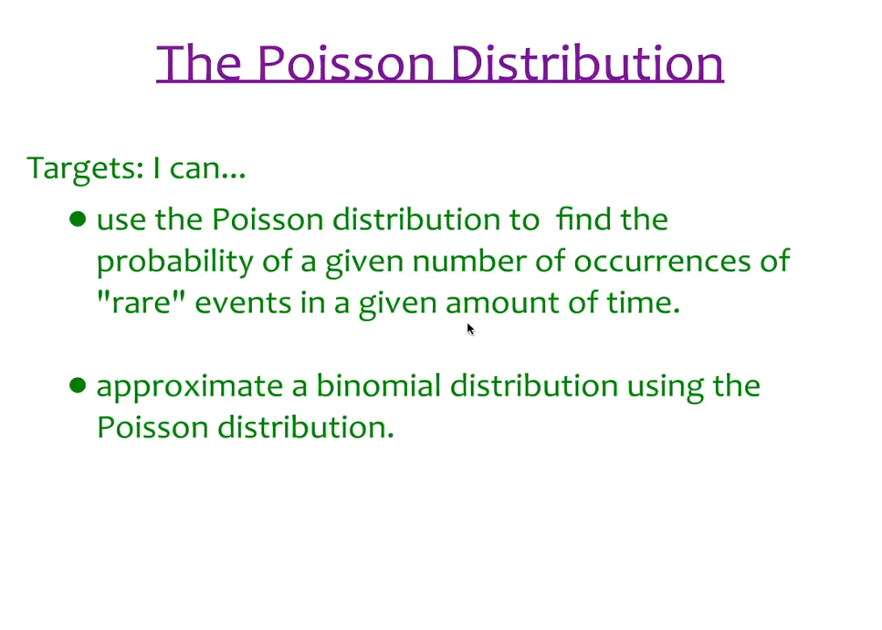In this lesson, we're going to look at the Poisson distribution, which is a probability distribution for discrete random variables known as the law of rare events. As you can see in the targets there, we're going to find the probability of a given number of occurrences of what we're going to call a rare event, and explain what that means, in a given amount of time. And then we're also going to see how the Poisson distribution is actually an approximation of the binomial distribution, or can be used as an approximation of the binomial distribution, and we're going to see why that is.